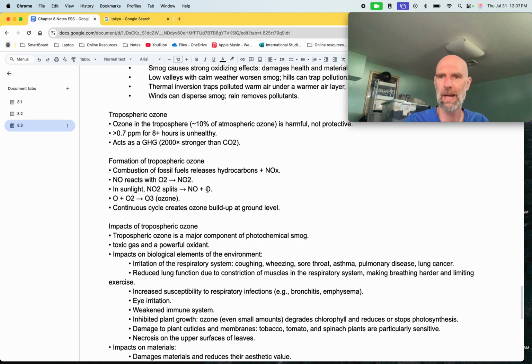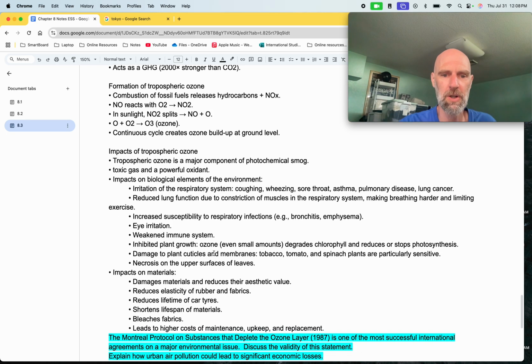Tropospheric ozone as well. So damage to plant cuticles, membranes, tobacco. Ooh, that's an issue because we grow quite a bit of tobacco here in Connecticut. It's the shade tobacco. It's the wrapping on the outer part of a cigar. Spinach and tomatoes as well. Necrosis on the upper surfaces of leaves. Necrosis is dead tissue.